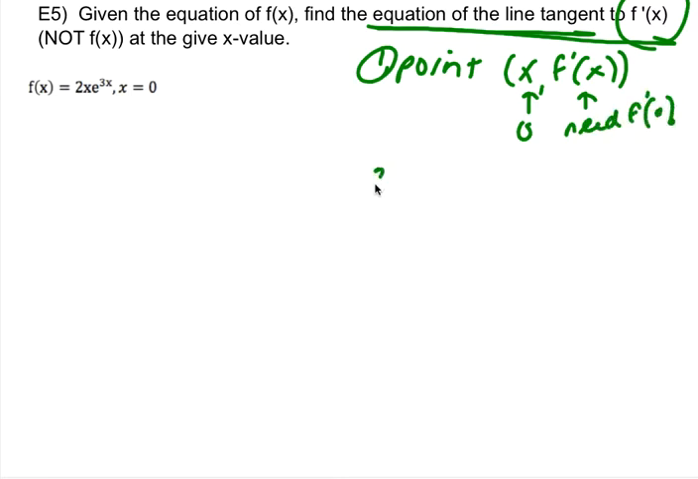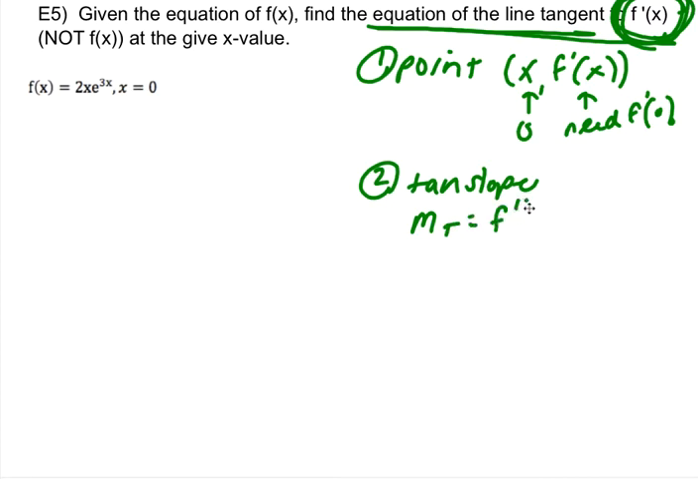The second thing I'm going to need is the tangent slope. The tangent slope is going to be the derivative of the function, but remember, we're talking about the derivative of f prime here, so my tangent slope is going to be f double prime at that x value. So it seems to me that I need to find f prime and f double prime, and then I need to find those values.